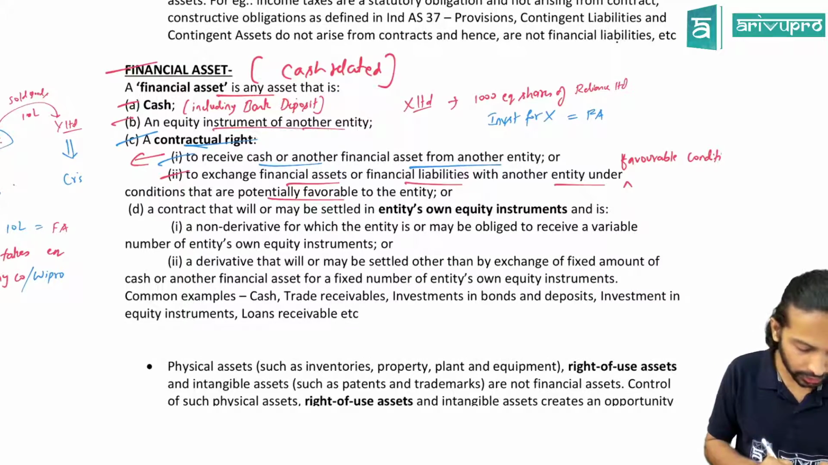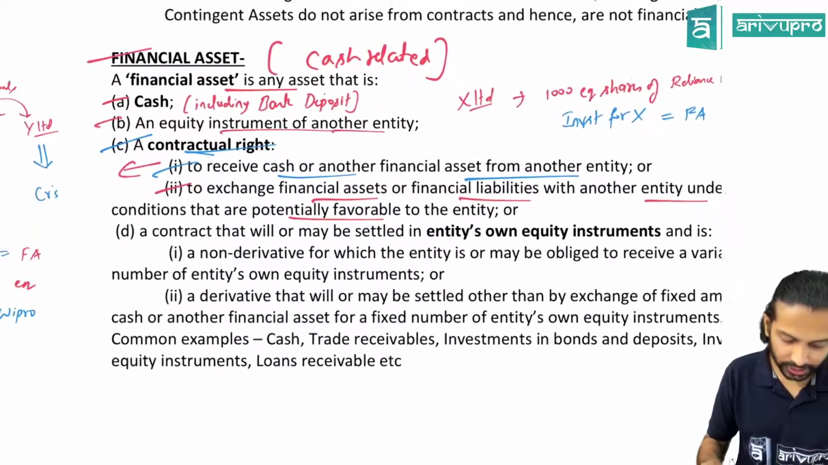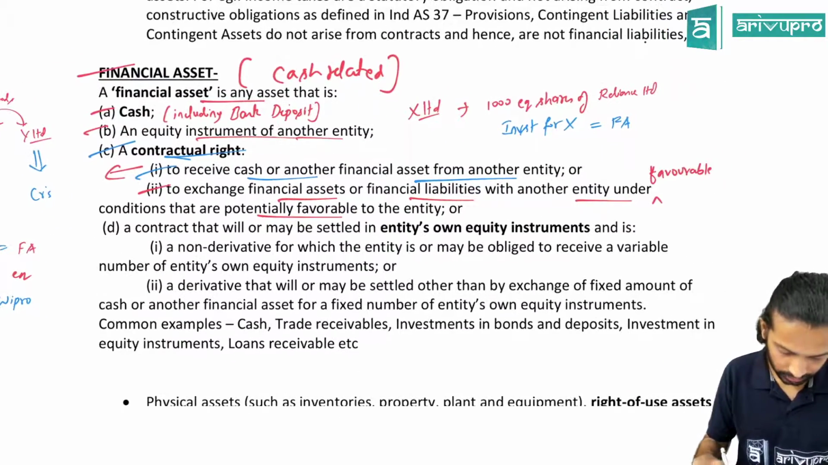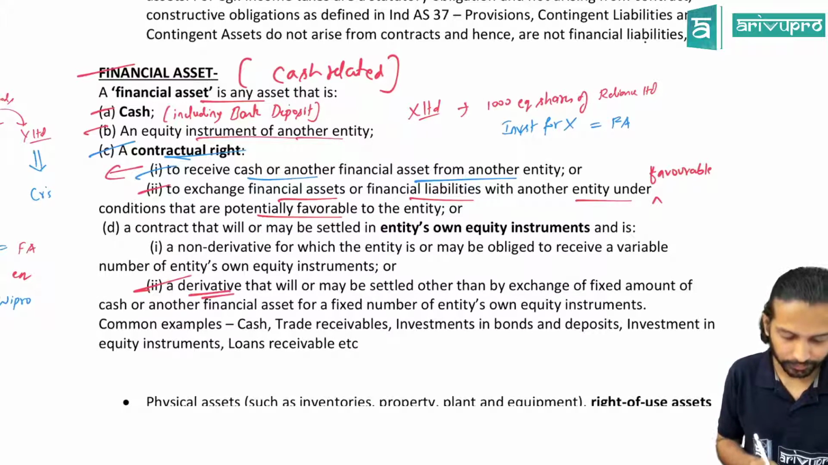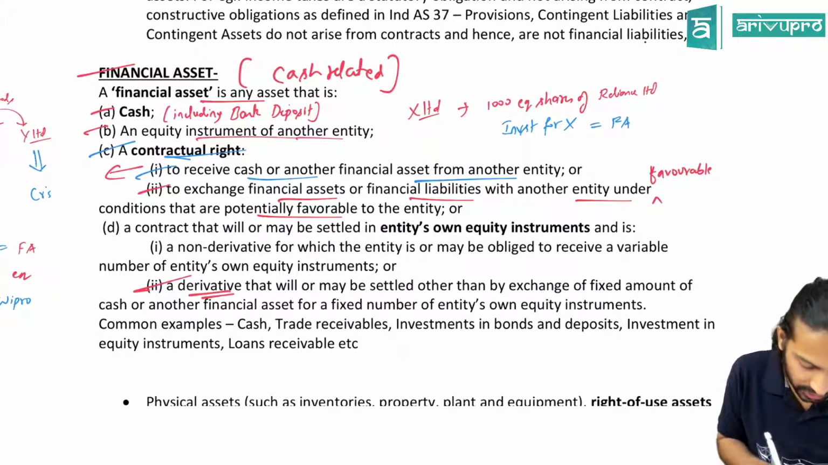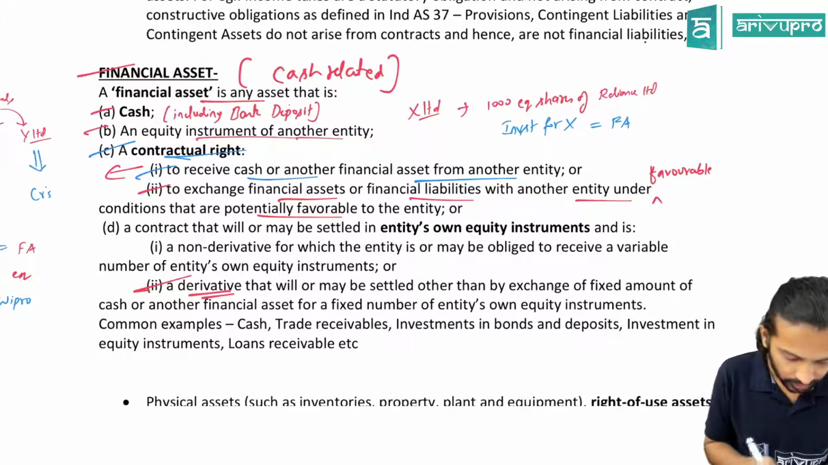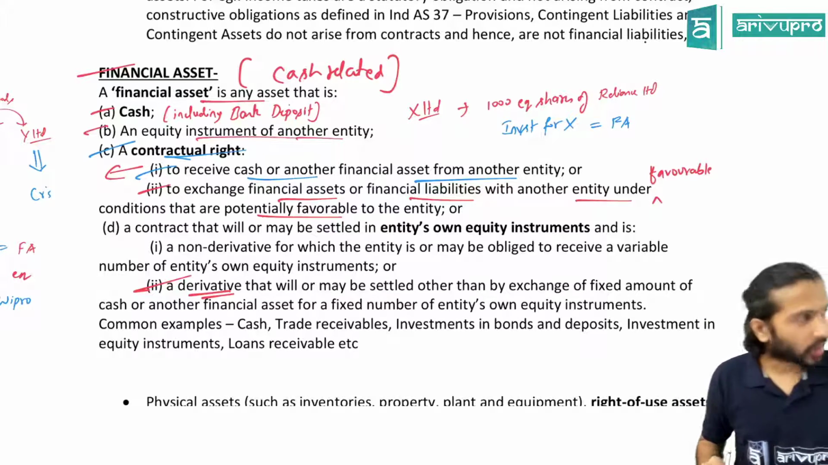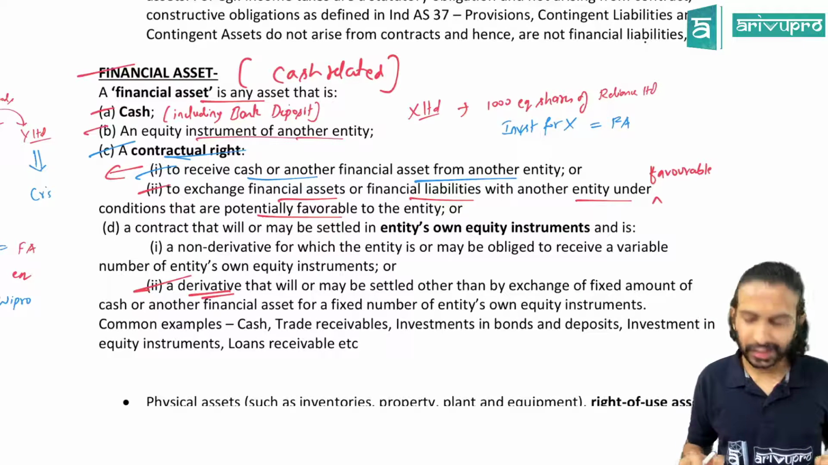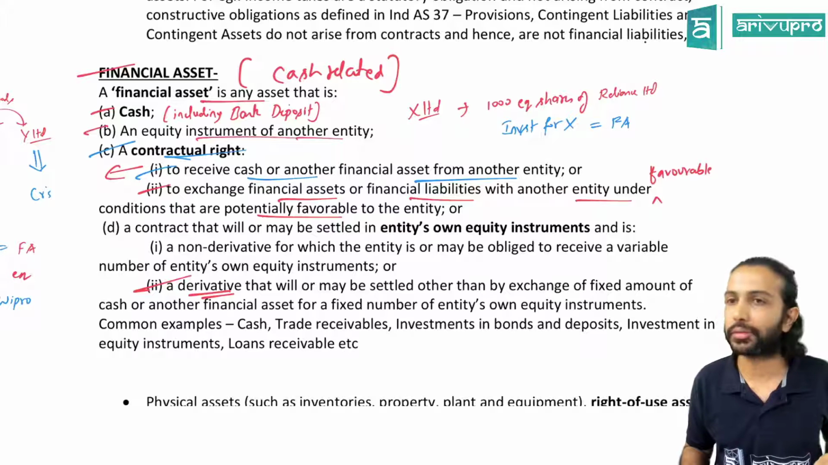So we have seen four conditions. The next one is derivative. Derivatives we'll take a little later. Derivative is a separate section of financial instruments. We'll have to spend some time on it.